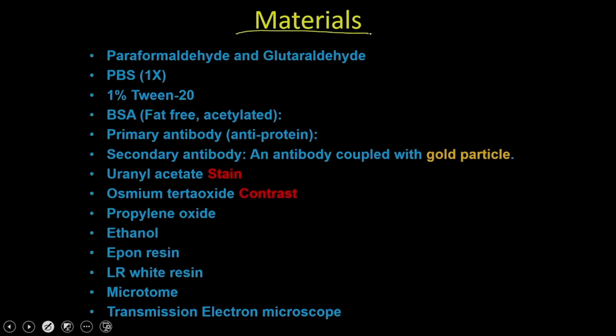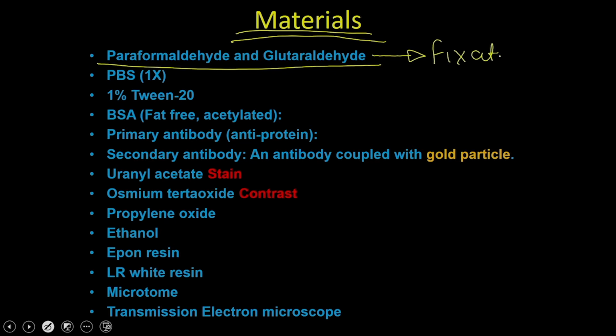So, these are the materials you require if you want to do transmission electron microscopy. You require paraformaldehyde and glutaraldehyde, which you need for fixation of the sample. Then you require PBS, which is generally for washing. Then you require Triton and hexane-diol, that is for the permeabilization.